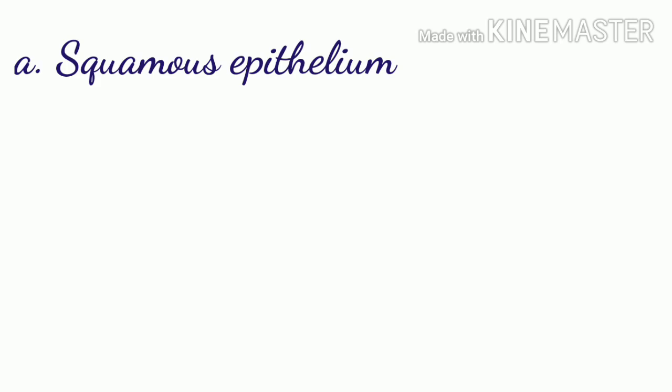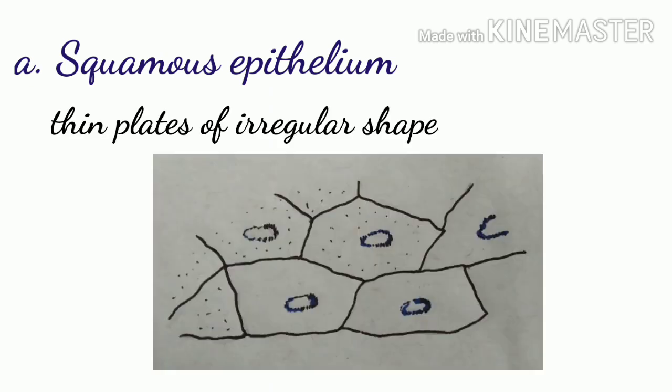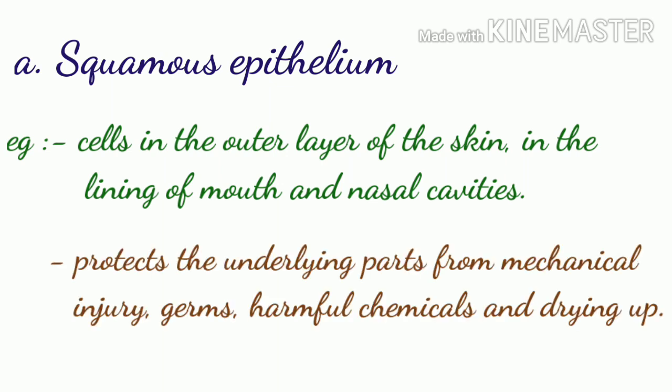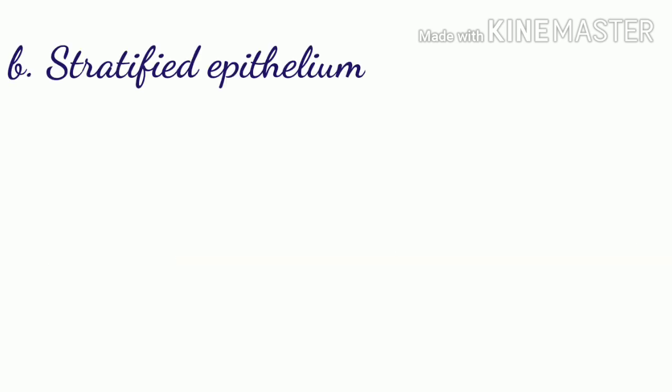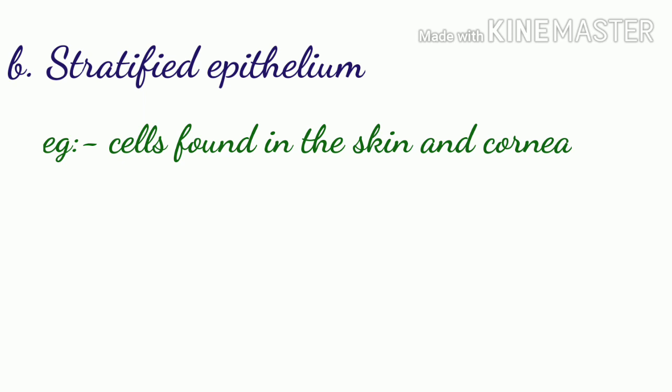Let's study about each in detail. We begin with the first one, the squamous epithelium. It is composed of cells which are thin plates of irregular shapes. Examples are cells in the outer layer of the skin, in the inner lining of mouth and nasal cavities. The squamous epithelium protects the underlying parts from mechanical injury, germs, harmful chemicals, and drying up. The stratified epithelium is composed of several layers or strata of the same or different kinds of epithelial cells. It is found in the skin and the cornea.